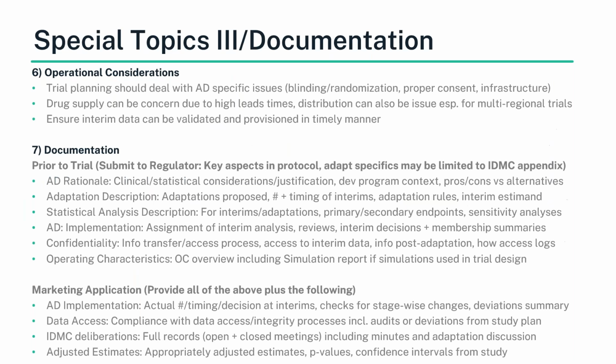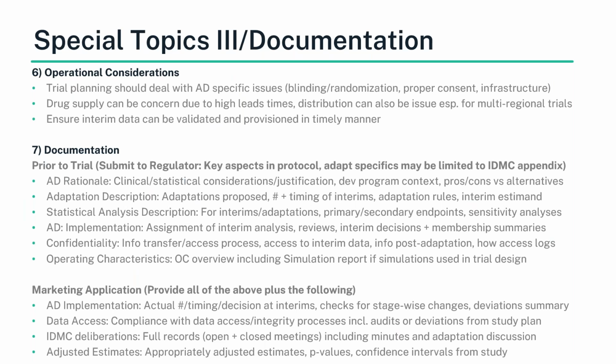Operational considerations: trial design should deal with AD-specific issues, so blinding, randomization, consent, infrastructure. Basically, you need to think about this carefully and probably get involved with vendors who know what they're doing in all of these areas. Just be aware that drug supply can be an issue because obviously if you're increasing the sample size or if you're doing adaptive randomization, you need to get supply into certain areas on short notice that you may not have expected to. Obviously you can't plan ahead as you would in a fixed-term trial or in a non-adaptive trial.